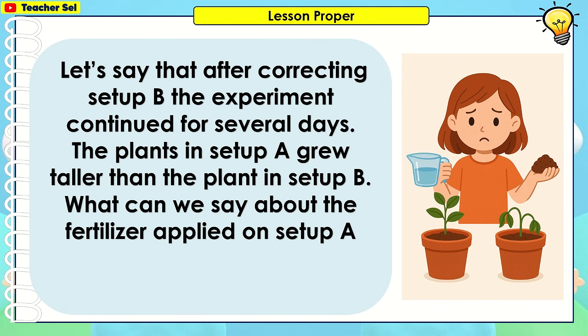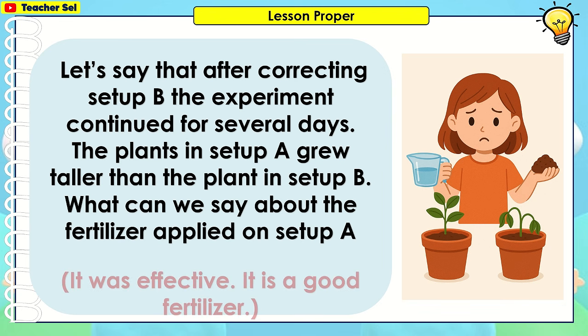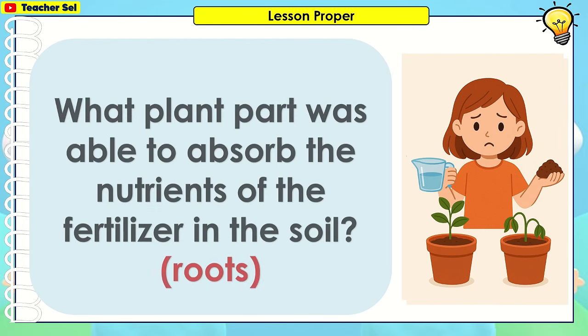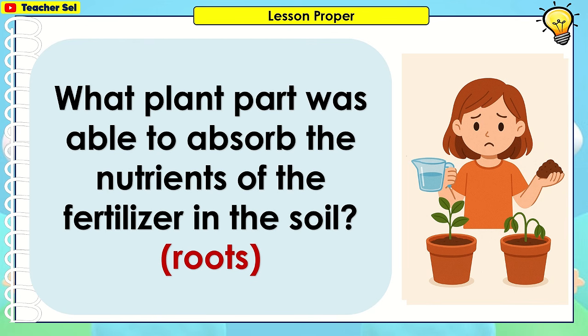Let's say that after correcting setup B, the experiment continued for several days. The plant in setup A grew taller than the plant in setup B. What can we say about the fertilizer applied on setup A? It was effective. It is a good fertilizer. What plant part was able to absorb the nutrients of the fertilizer in the soil? Roots.